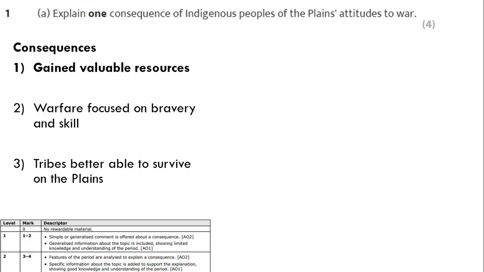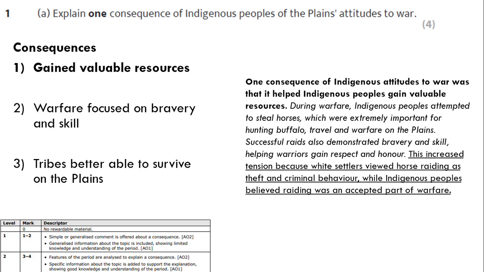So our first consequence is it allowed Indigenous peoples to gain valuable resources. So here's the paragraph for 4 marks. One consequence of Indigenous attitudes to war was that it helped Indigenous peoples gain valuable resources. During warfare, Indigenous peoples attempted to steal horses, which were extremely important for hunting buffalo, travel, and warfare on the plains. Successful raids also demonstrated bravery and skill, helping warriors gain respect and honour. This increased tension because white settlers viewed horse raiding as theft and criminal behaviour, while Indigenous peoples believed raiding was an accepted part of warfare.